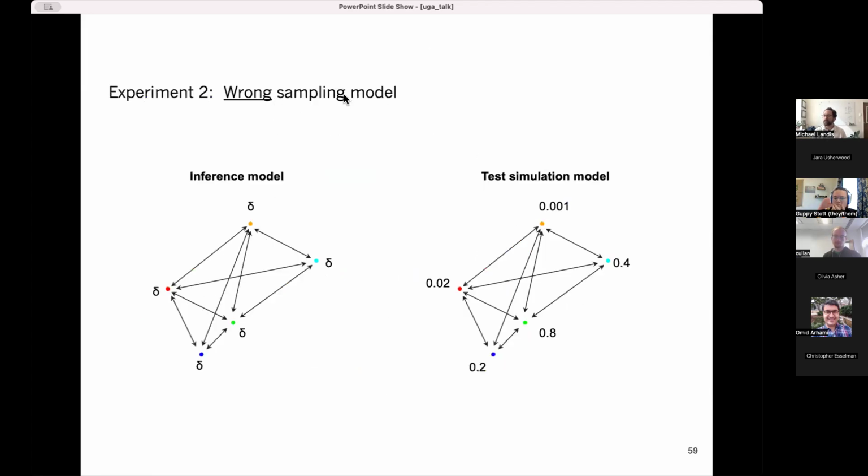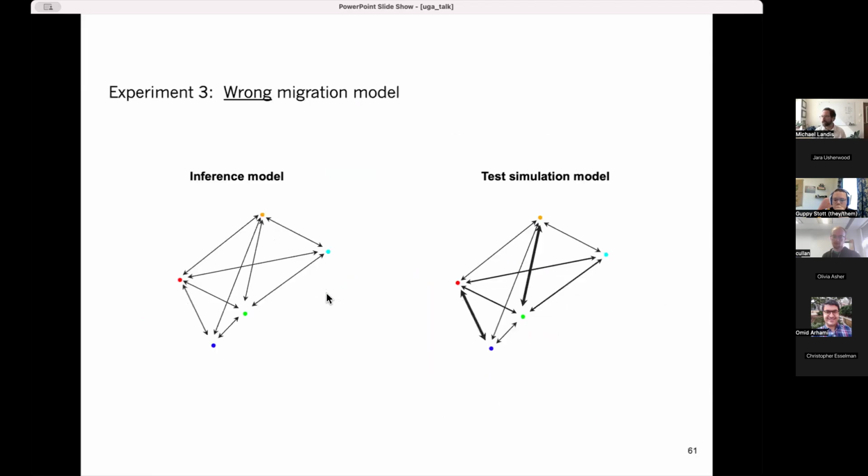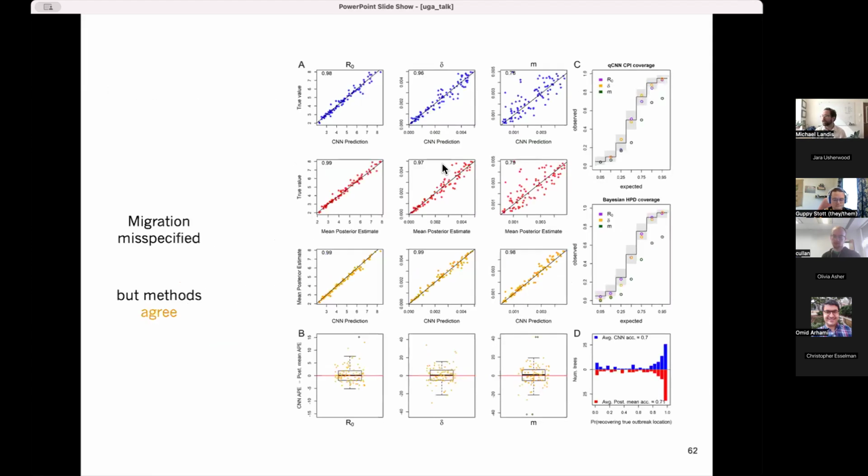Let's misspecify how densely we sample different locations. Both models are wrong, but look, the methods agree more often than not. The gold points fall on the line. Let's misspecify how infections move between locations. Both methods have wrong answers, but they tend to agree with each other.